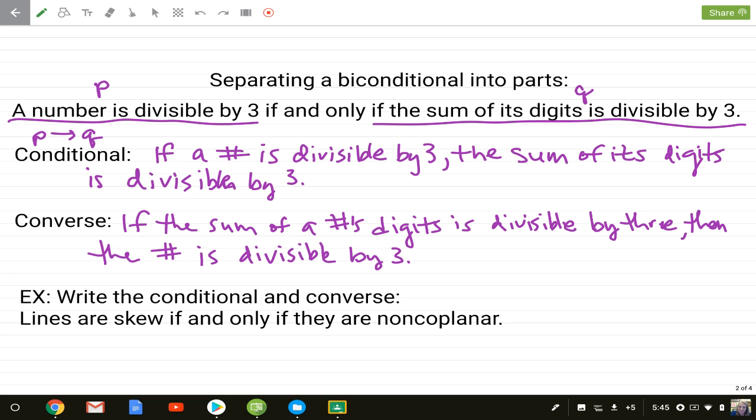Okay, so that's how we separate it into a conditional and its converse. Now I want you to look at the next example. Lines are skew if and only if they are non-coplanar, and I want you to break that into its conditional and its converse. You should be pausing to try to get the answer on your own and then coming back to check.